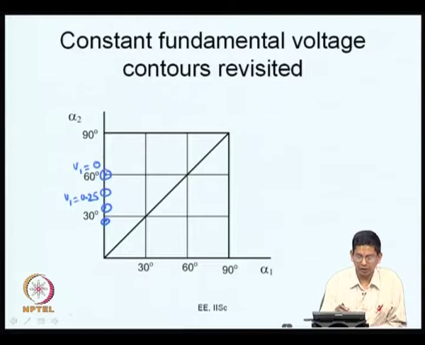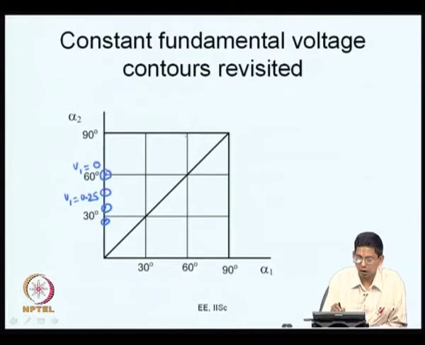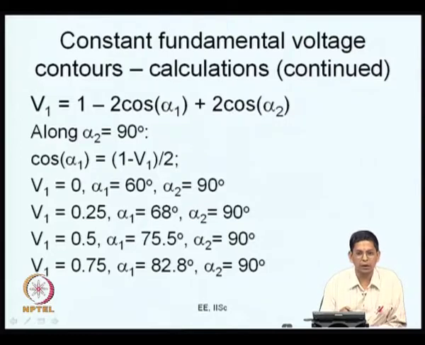So, if I want to finish that on the other side, V 1 is equal to 0, what I need to do is, let us say I can see how it passes through alpha 2 is equal to 90. It is easy for me to consider alpha 2 is equal to 90. So, V 1 is the same expression, 1 minus 2 cos alpha 1 plus 2 cos alpha 2. If I consider along alpha 2 is equal to 90 degree, I have cos alpha 2 is 0. So, that makes the calculation simpler. So, cos alpha 1 is equal to 1 minus V 1 the whole divided by 2.